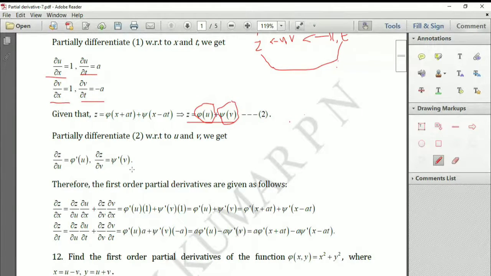Now, afterwards, let us find the first order derivatives. How? z is a function of u and v. Let me copy down this itself. z is a function of u and v.